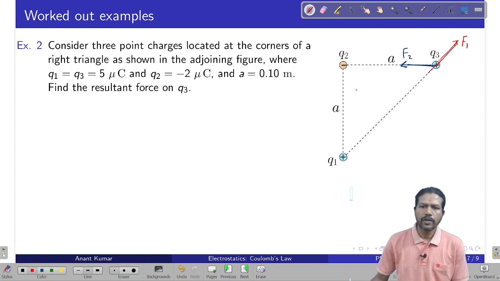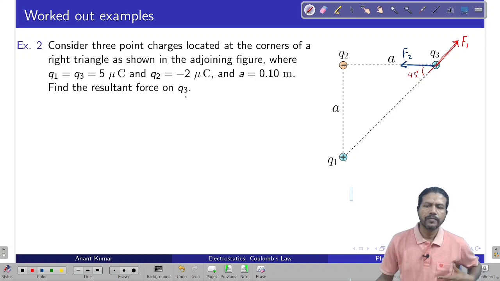You notice that because this is an isosceles right triangle, this angle over here is nothing but 45 degrees. As a result, you could add these two forces, F1 and F2, vectorially. You can find the modulus by using the formula for the magnitude of the sum of two vectors. However, it is much more useful in this case to find the force by projection along two directions. But before that, we compute F2 and F1 individually.